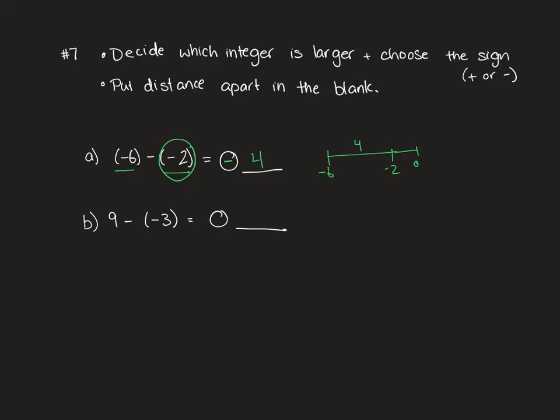The second one, 9 minus -3, our larger number is 9. So when the larger number is at the beginning, our answer is positive. Then we can look at our distance apart. So our smaller number is -3, our larger number is 9. 0 is in the middle, so it will take us 3 spaces to get from -3 to 0, and 9 spaces to get from 0 to 9, so together that is 12 spaces. So the answer is positive 12.